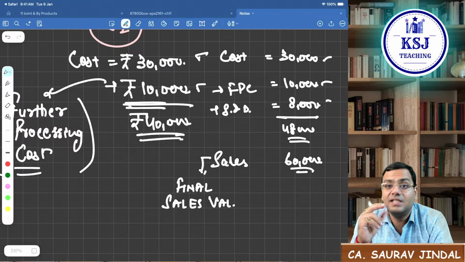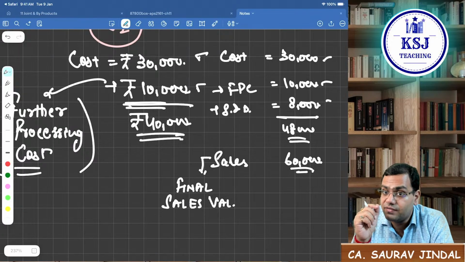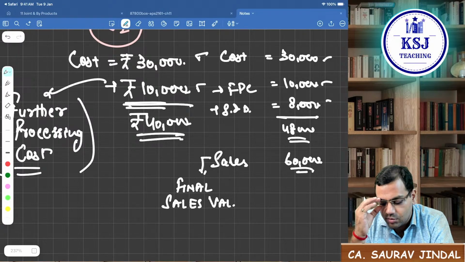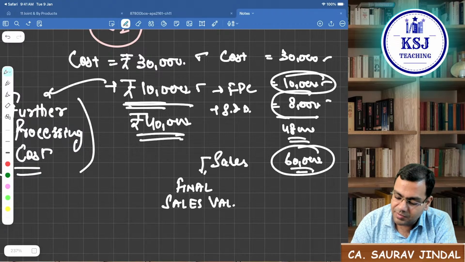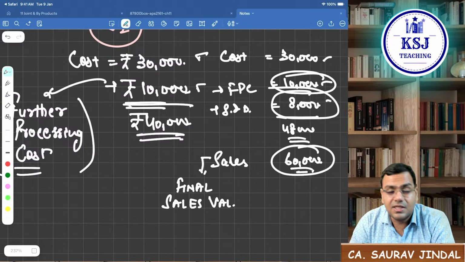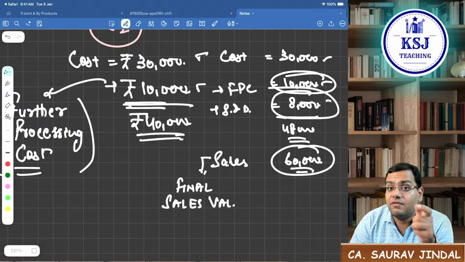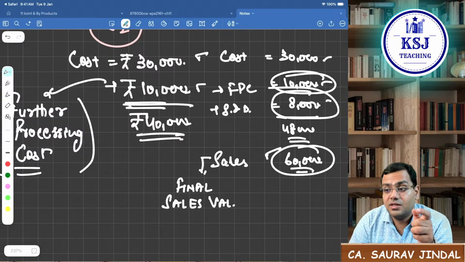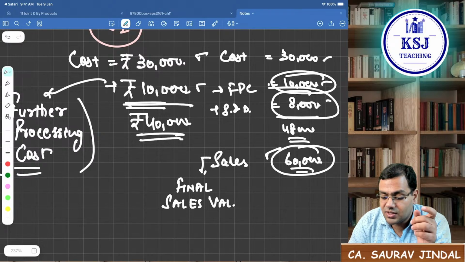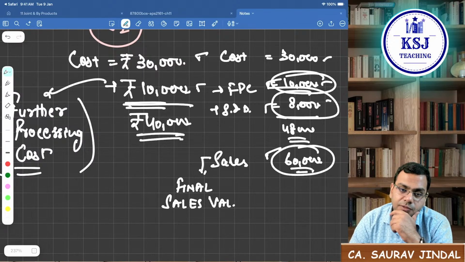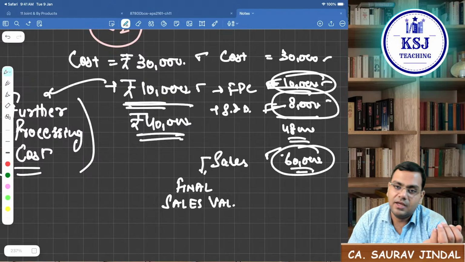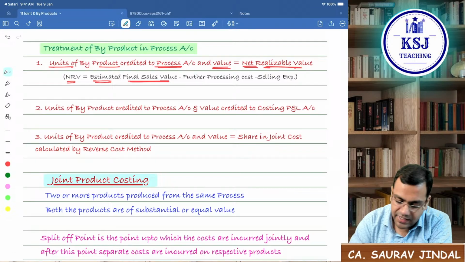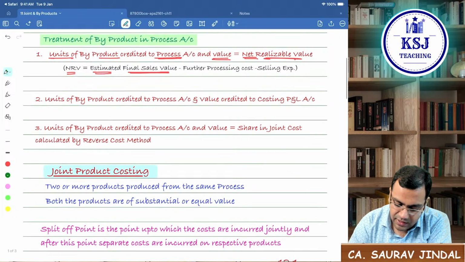That is the sales after incurring all the cost, including the further processing cost and any selling and distribution cost. So from this final sales value, if I reduce my FPC and my selling and distribution expenses, that will give you the net realizable value. This sale price you have generated because you have incurred a certain further processing cost and selling and distribution cost, right? So what is the net amount that you are realizing? 60,000 minus 10,000 minus 8,000, that will give you NRV, the realizable value. So this is one way.